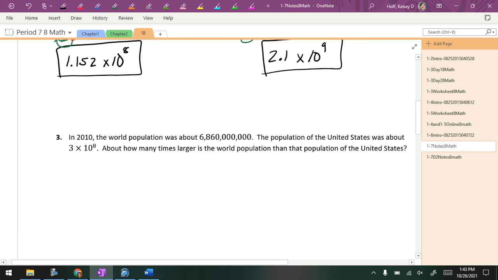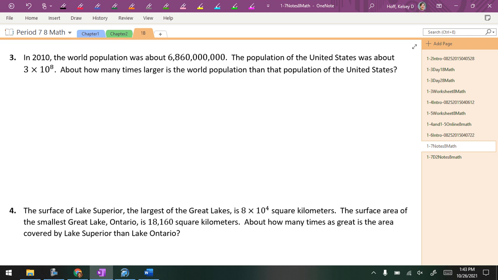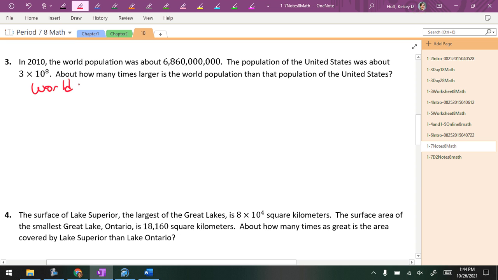Okay, let's look at 3. In 2010, the world population was 6,860,000,000. The population of the United States was about 3 times 10 to the 8th. About how many times larger is the world population than the population of the United States? Now notice they tell you that the world is larger, correct? So they want to know how many times larger. They say the world is equal to what number times the US. Follow me so far?